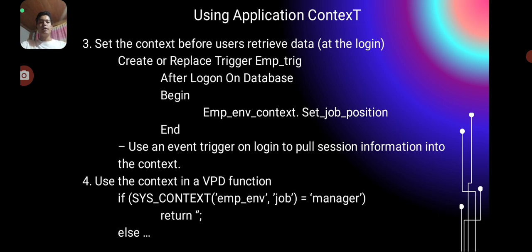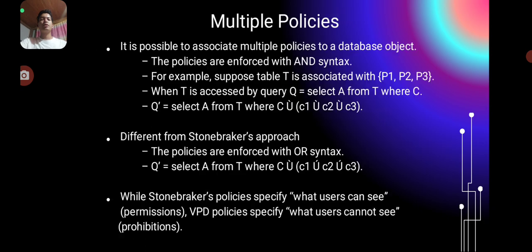So next is the last step, I think, to use the context in a VPD function. The syntax is: if sys_context env, then the job that is called is manager, then it returns. Else, it returns a null value.